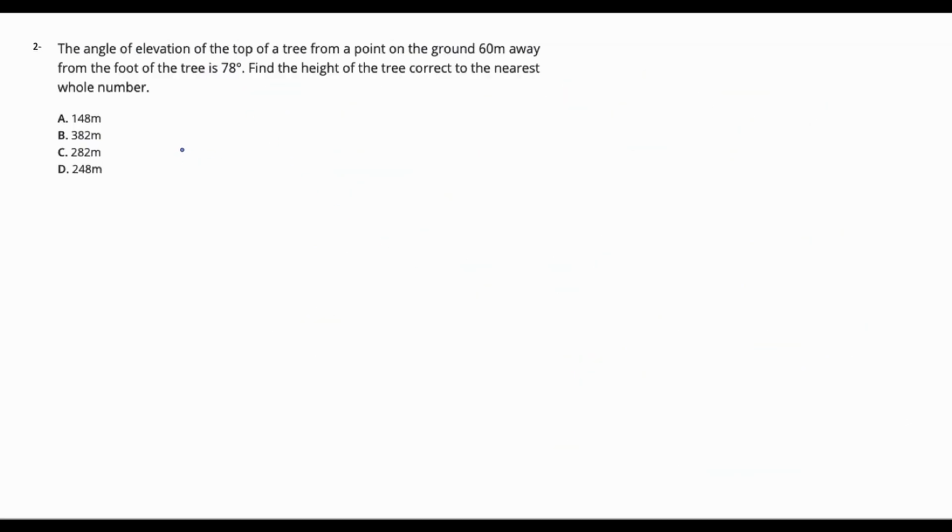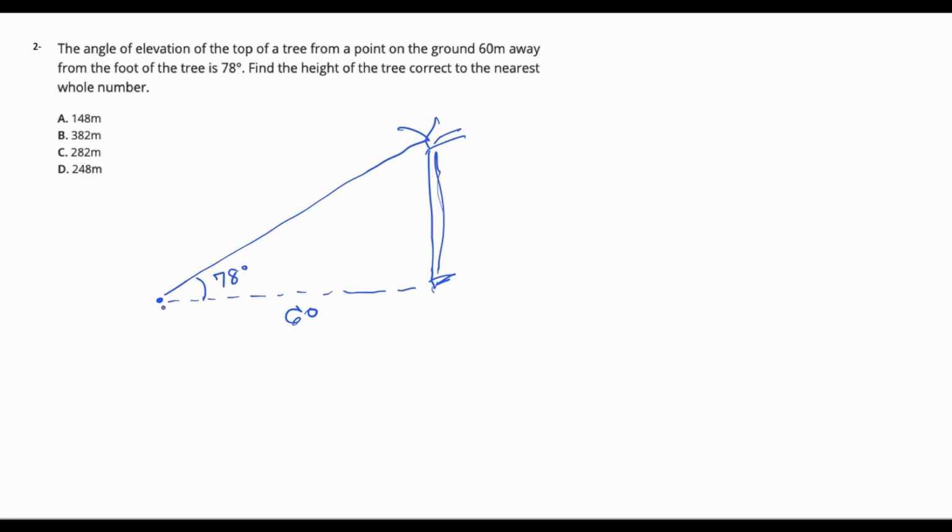The second question says the angle of elevation of the top of a tree from a point on the ground 60 meters away from the foot of the tree is 78 degrees. Find the height of the tree correct to the nearest whole number. Now, if this is the point of the observer and this is the ground level, now we are told that the angle of elevation to the top of a tree is 78 degrees. So if this is the top of our tree right here, and this is our tree, we're also told that the tree is 60 meters away. So this is 60 meters away from the observer here.